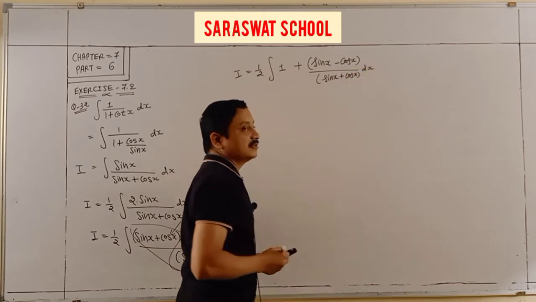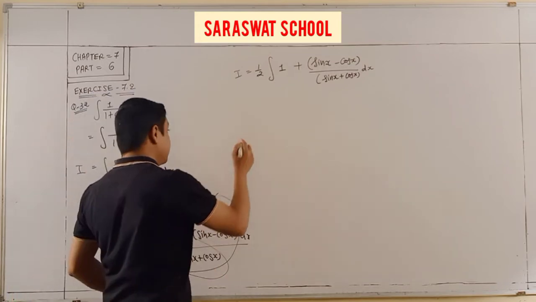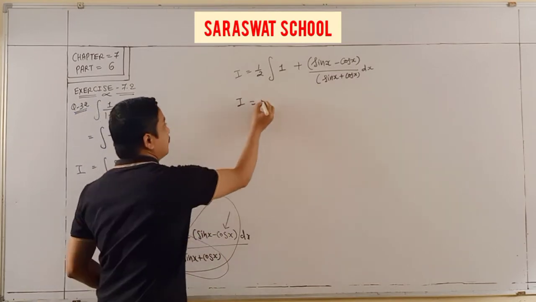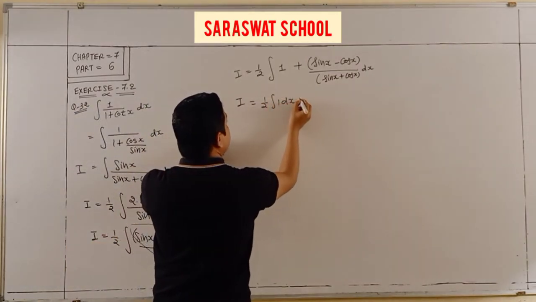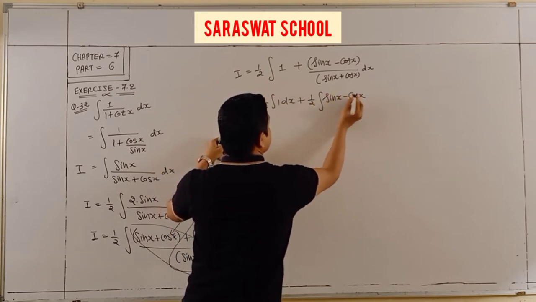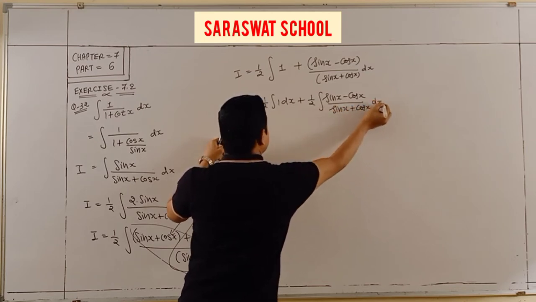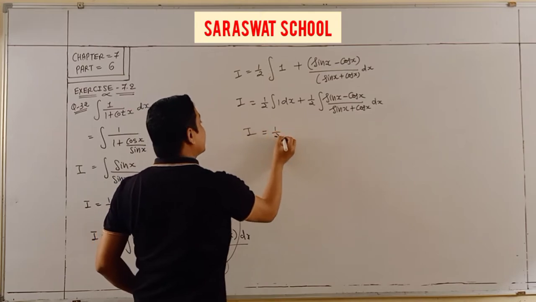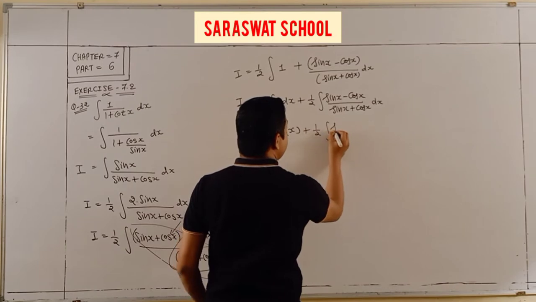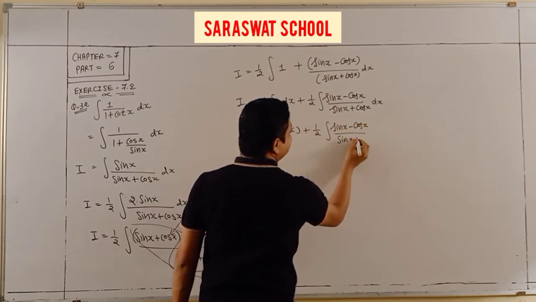And you can create both of these as separations. So this half I multiply with this one and half with this one. So half with 1 dx and half with sin minus cos upon sin plus cos. Now students, this answer is done, it is x. And this is remaining. After that I start these remaining parts according to the substitution method.